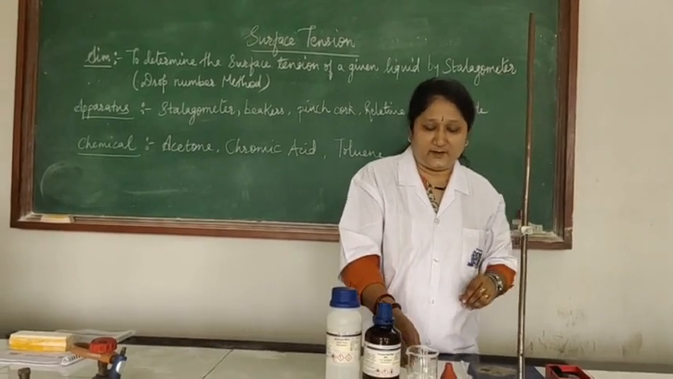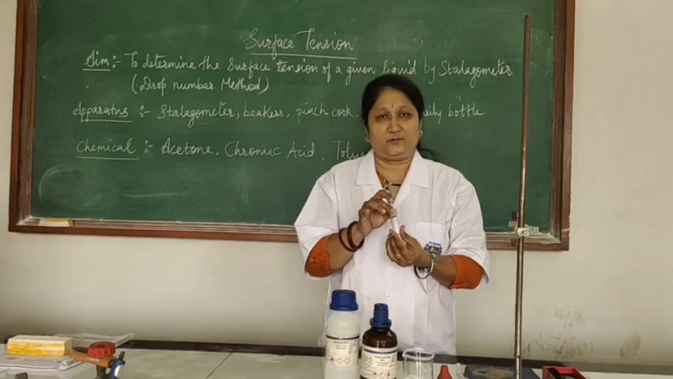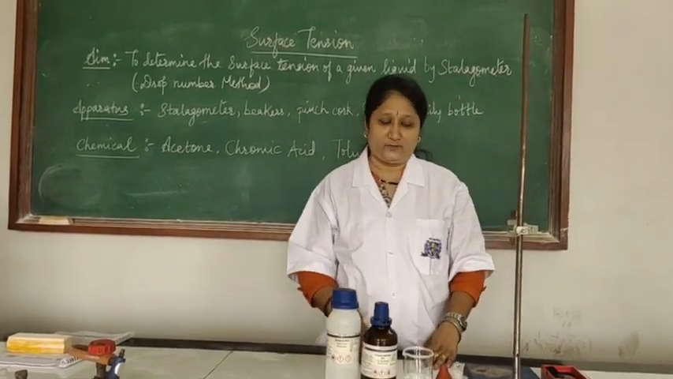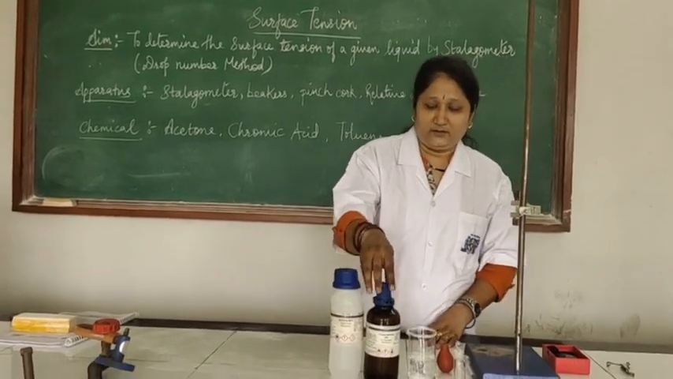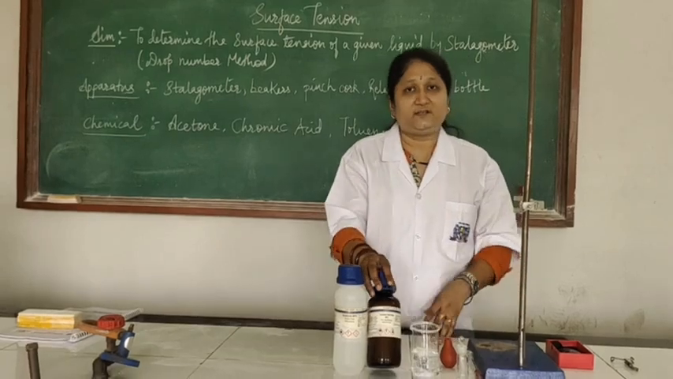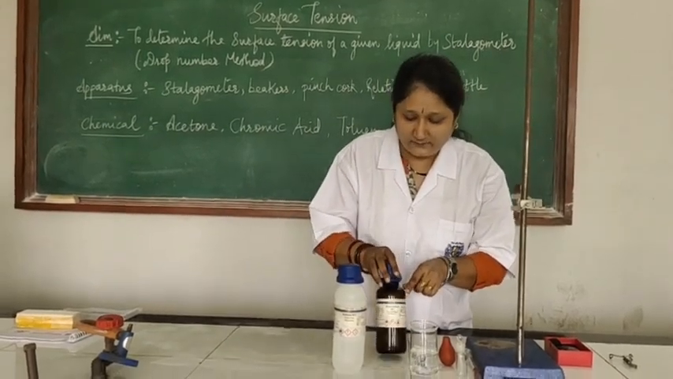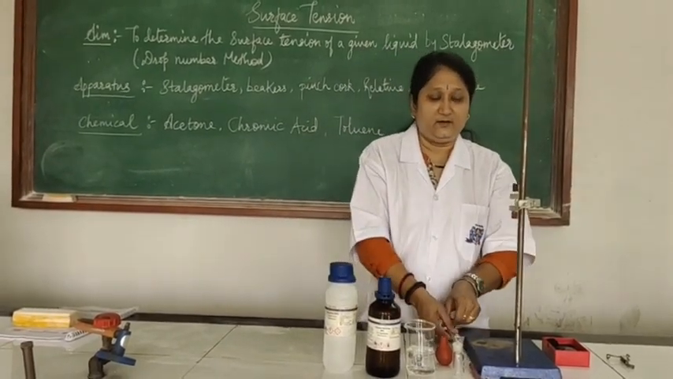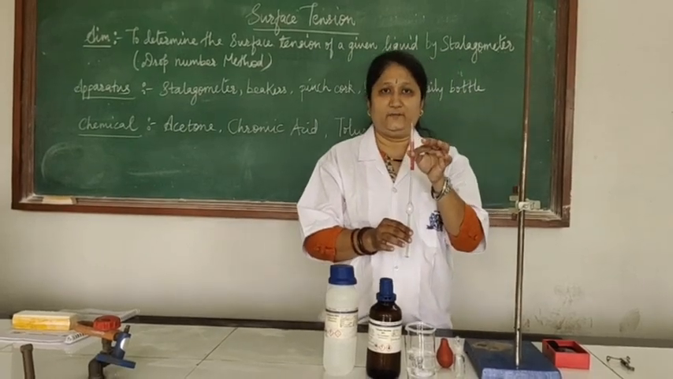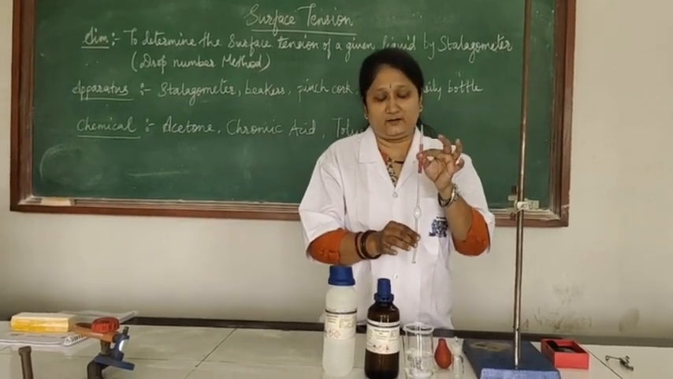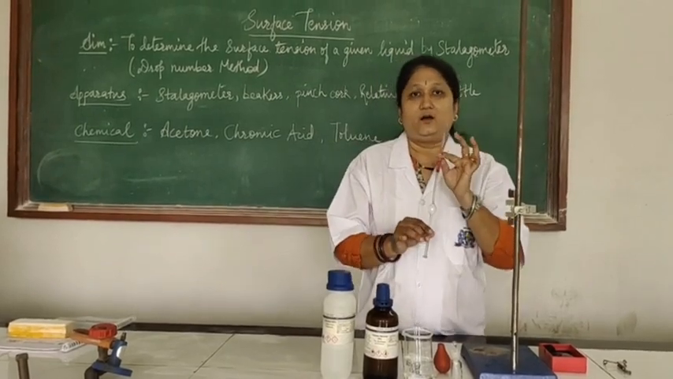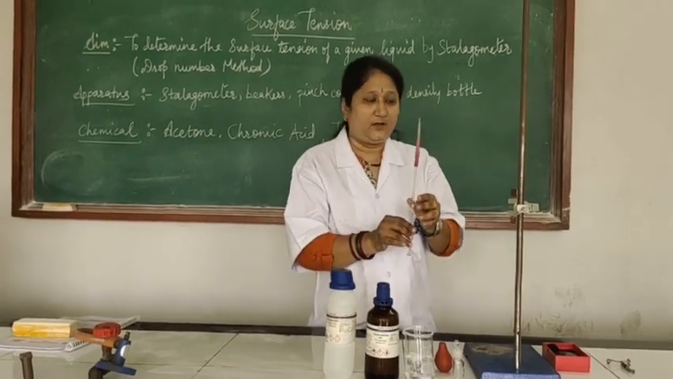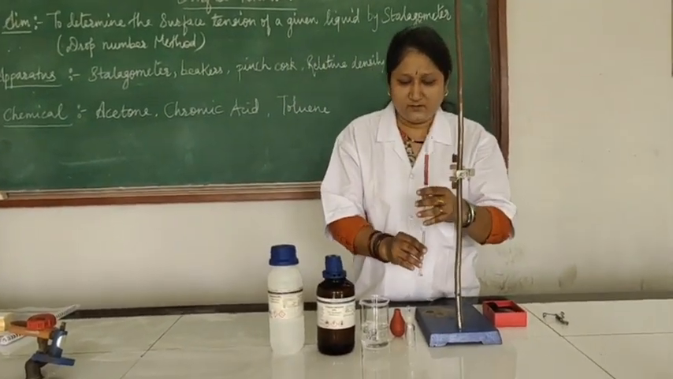The other apparatus required is this specific gravity bottle, with the help of which we will be finding the weight of the given liquid and water. We require distilled water, then the liquid whose surface tension is to be determined, which is toluene, and this is the acetone required to clean and dry the apparatus before the experiment. We have already cleaned the stalagmometer with NaOH, chromic acid, and then dried it with acetone. Now let us start the practical.